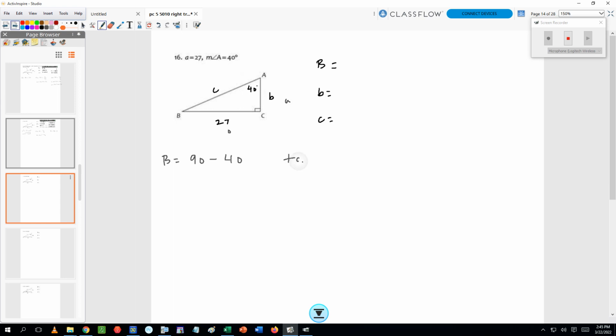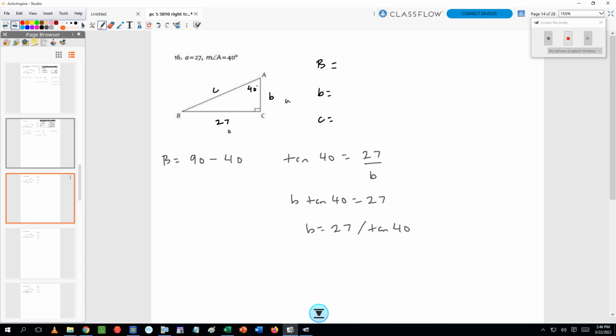Tangent. Tangent of the angle is equal to the opposite over the adjacent, which was the B. B is on the bottom, so I'll cross multiply it up here with the tangent of 40, and then I'll divide the tangent of 40 away from the B.